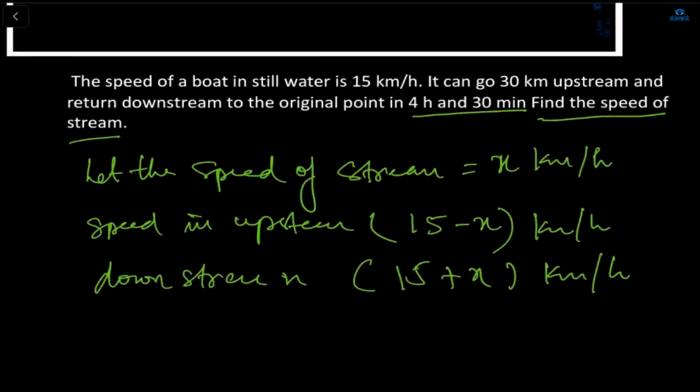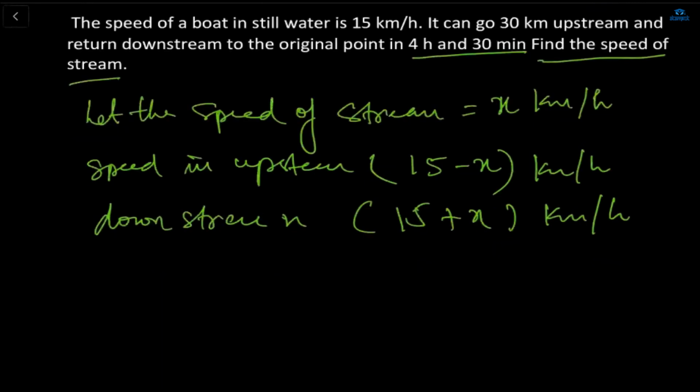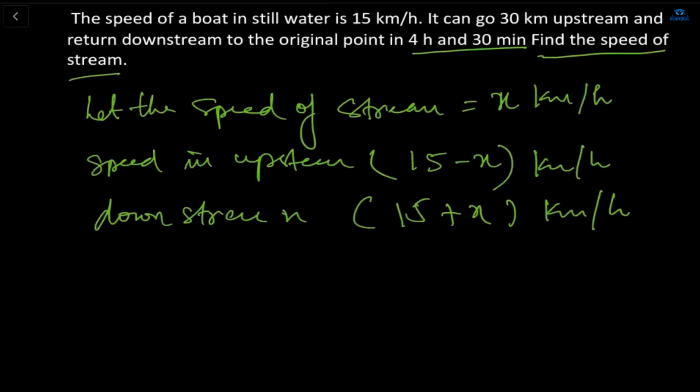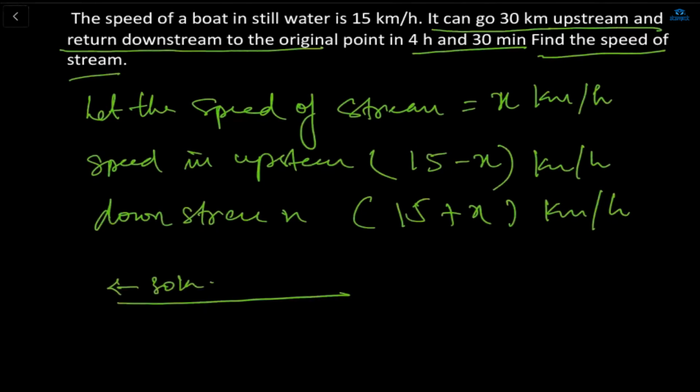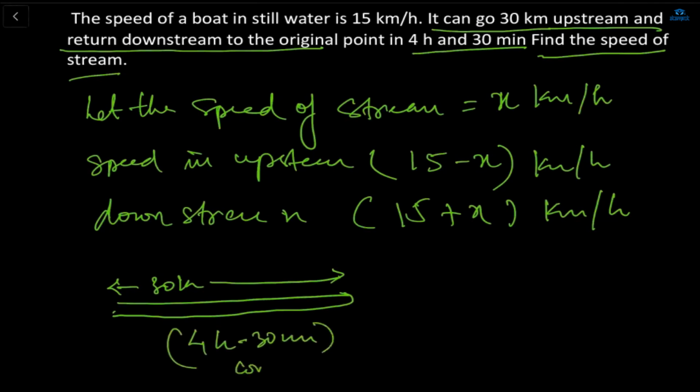Okay. Now it is talking with respect of time क्योंकि आपको time दे रहा है यहाँ पे है ना. It can go 30 kilometer upstream and return downstream. Okay. ये 30 kilometer, ये जो distance है ना, ये आपका 30 kilometer है. 30 kilometer downstream जा रहा है. Okay. And from here only it is coming back to the original point. Okay. यहाँ तक return हो रही है उसकी journey. And the total time that is taking to complete the journey going and coming, that is given here 4 hours 30 minutes. Okay. Complete journey.